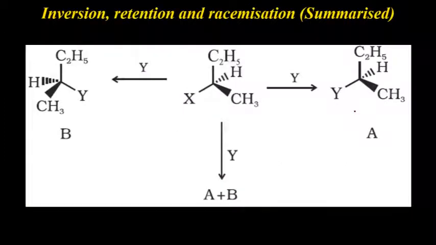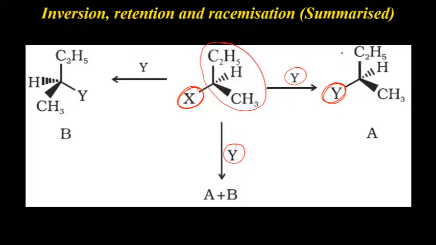Now inversion, retention, and racemization, all three just in one place. Suppose this is the structure we are talking about. We have this structure, and we react it with Y in all three cases, but the reaction is different. Y is obviously different in all three cases. It's not the same. So in one case, it might be that X was replaced by Y and the configuration is exactly the same. So this is retention.